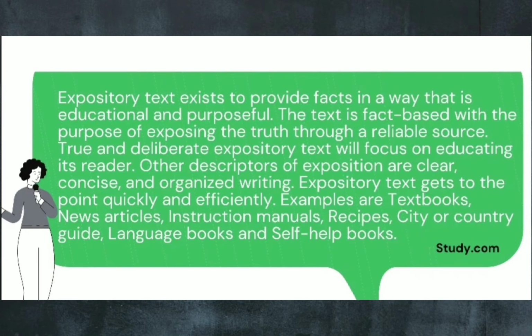Expository text exists to provide facts in a way that it is educational and purposeful. The text is fact-based with the purpose of exposing the truth through a reliable source. Thorough and deliberate, expository text will focus on educating its reader. Other descriptors of exposition are clear, concise, and organized writing. Expository text gets to the point quickly and efficiently. Examples are textbooks, news articles, instruction manuals, recipes, city or country guide, language books, and self-help books.